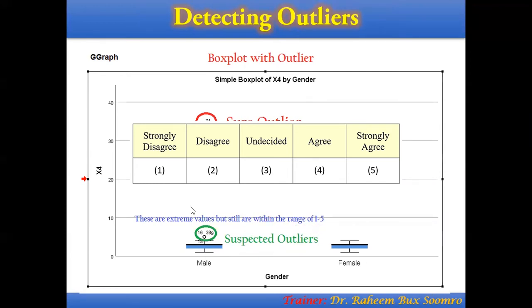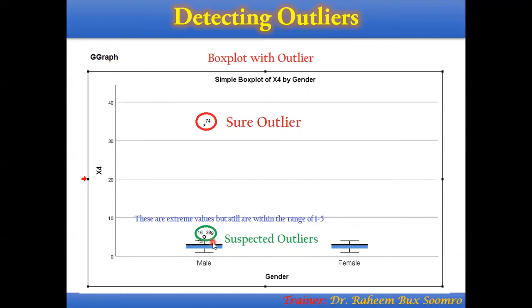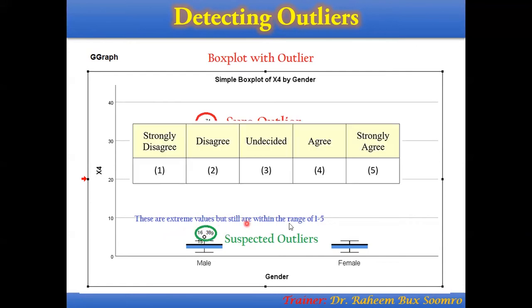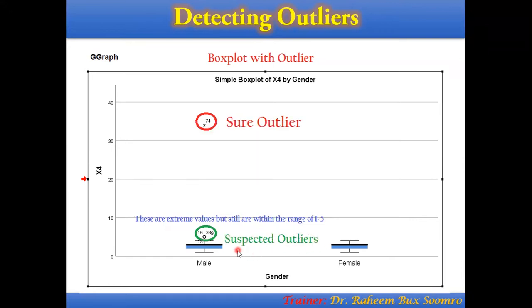Although the box plot will tell you that this is also an outlier and this is also an outlier, see that these outliers are within the range of 1 to 5, but this is out of the range. So therefore it's a suspected outlier, we are not sure, and it has been shown through the circle. And here we are sure that this is the outlier and it has been shown through the asterisk.